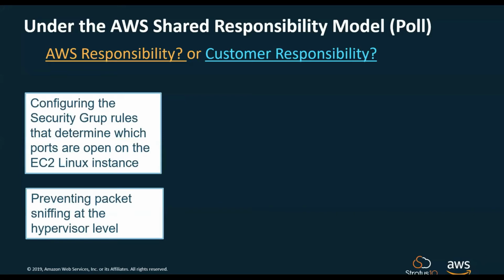Preventing packet sniffing at the hypervisor level. We talked about how AWS is responsible for that hypervisor level, the level that lies beneath your virtual machines. So in this case, AWS would have that responsibility to make sure that that is protected.